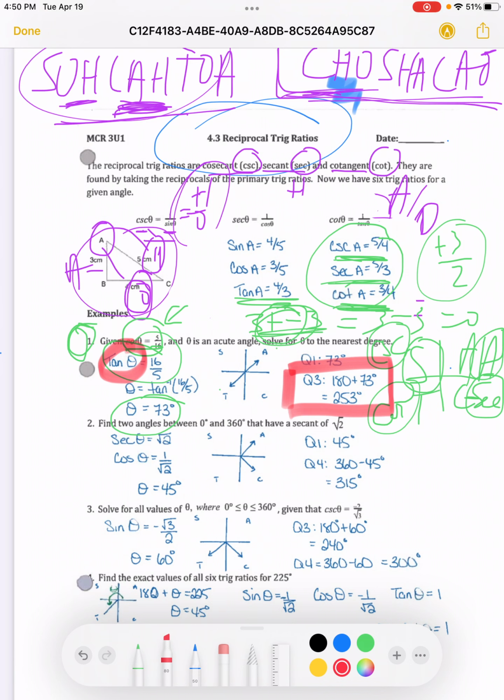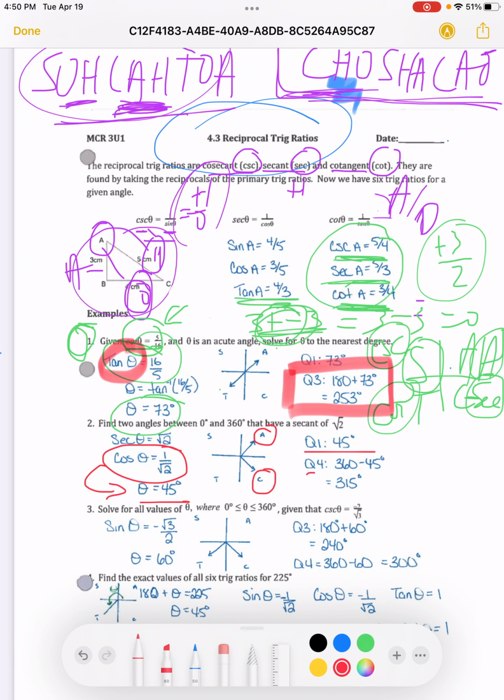Same with this one. Secant is root 2. This might look a little funny. Why am I saying root 2? Well, go back to your tables. This is a special triangle question. If secant is root 2, cosine is the reciprocal, 1 over root 2. Look that up in your table: theta is 45. Cosine is positive in these quadrants.